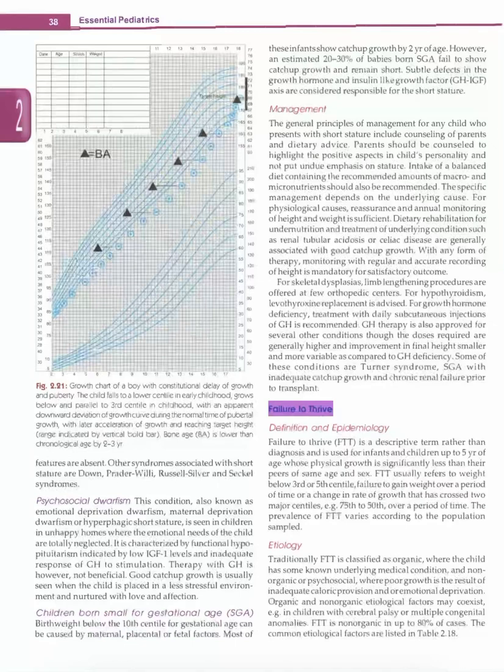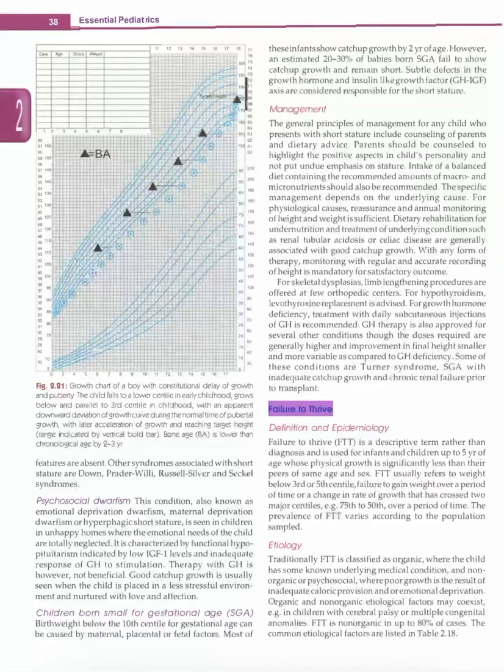Children born small for gestational age, with birth weight below the 10th centile for gestational age, can be caused by maternal, paternal, or fetal factors. Most of these infants show catch-up growth by 2 years of age. However, an estimated 20 to 30% of babies born SGA fail to show catch-up growth and maintain short stature. Subtle defects in the growth hormone and insulin-like growth factor axis are considered responsible for short stature.